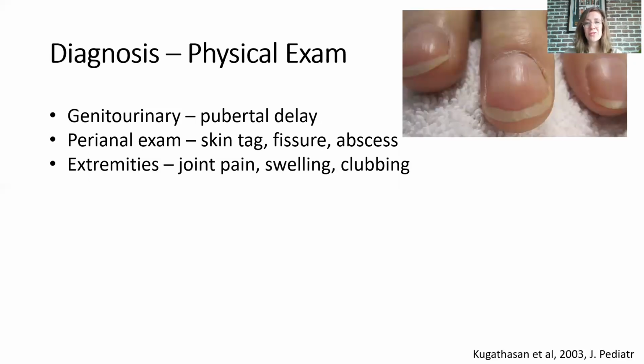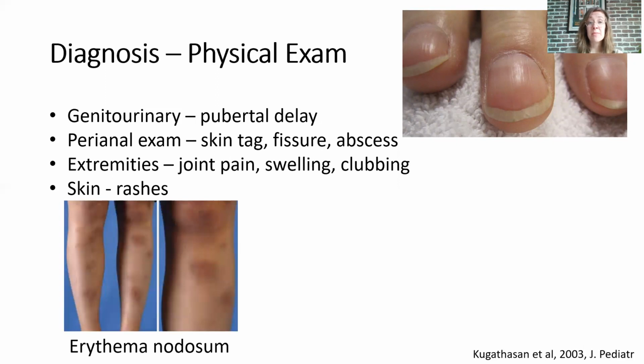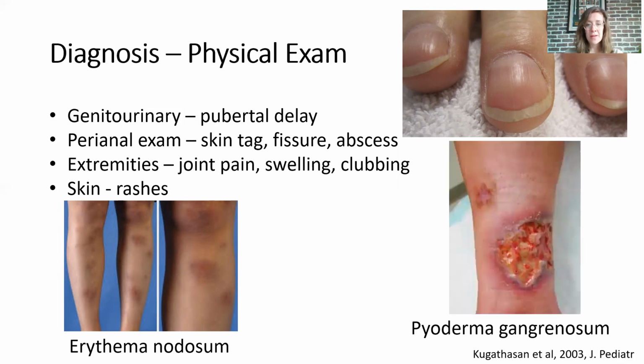Extremities can be important too. Look out for joint pain or swelling, or sometimes digital clubbing, like you can see in the photo there. And then a good dermatologic exam looking for rashes is important. Erythema nodosum can show up typically on the shins, and it's a kind of a bruised appearance, very tender. Pyoderma gangrenosum is also associated with IBD and has this ulcerated look, as you can see in the photo.